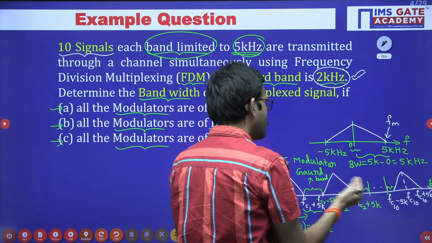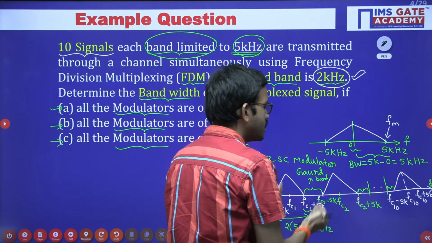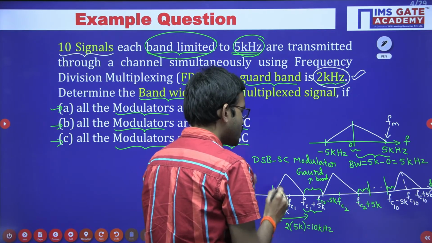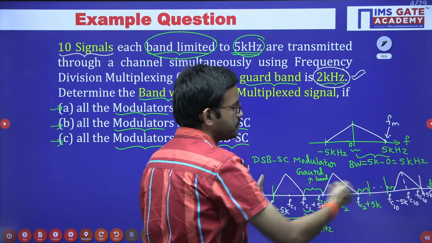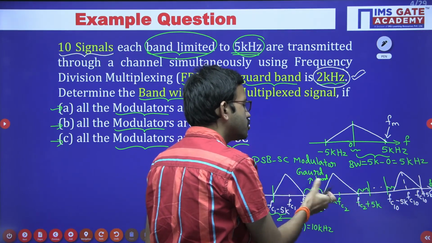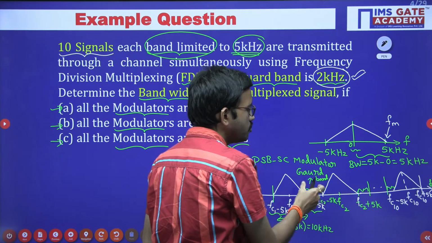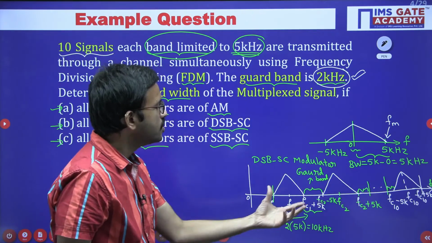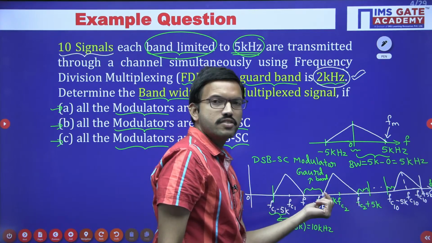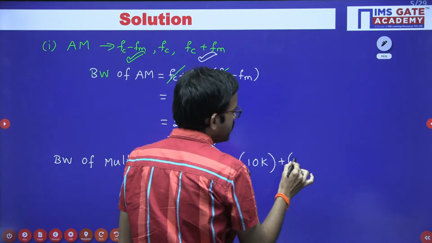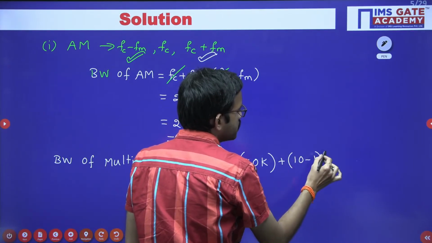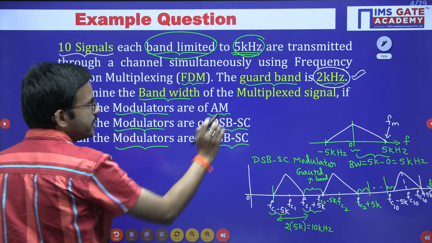Okay, so when you want to separate one signal from another signal, you just start from the starting frequency and observe the ending frequency in between those 10 signals. Just to separate one signal from another signal, you are using the guard band. That's all. Because you have 10 signals, 10 minus 1 is nothing but 9, and in the question they have mentioned the guard band as 2 kHz.